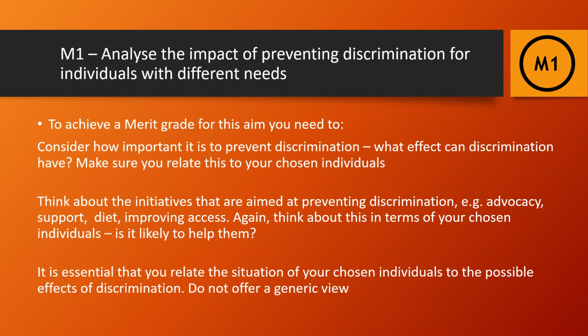We then move on to M1, which is your merit criteria. And this is all about the analysis we mentioned earlier about the impact of preventing discrimination. So what has been done to treat your characters with equality? And it's almost the flip side. So now you're saying, well, you're doing this, you're treating them with equality because they're doing this. This is to prevent discrimination and the individual feeling like. So again, it's how do you prevent discrimination, what is being done, and how is it going to help them?